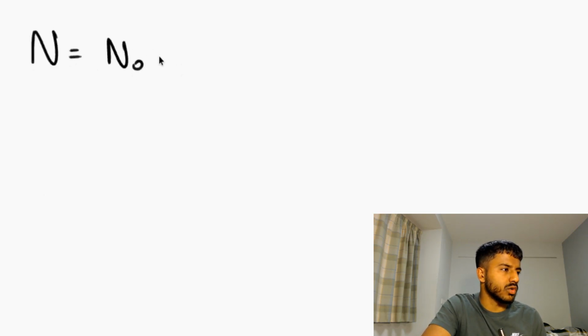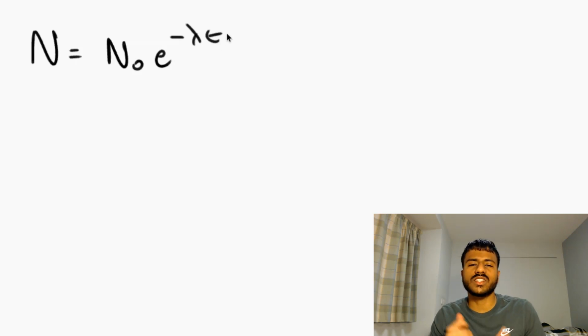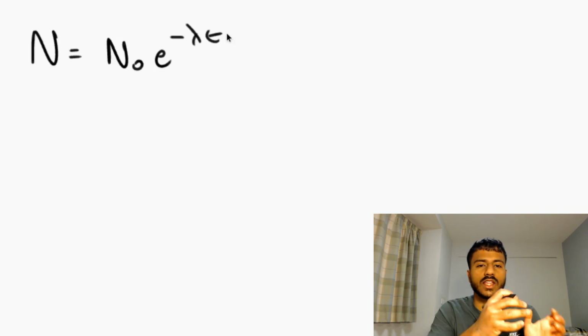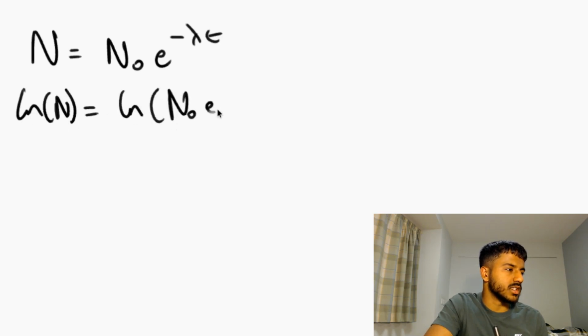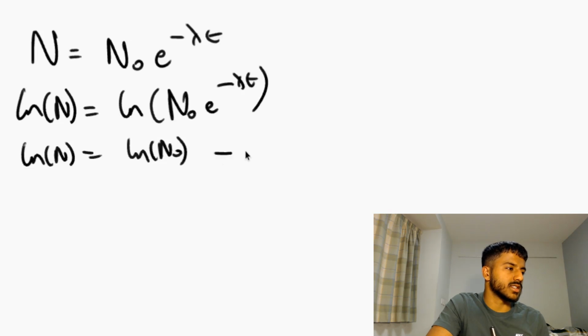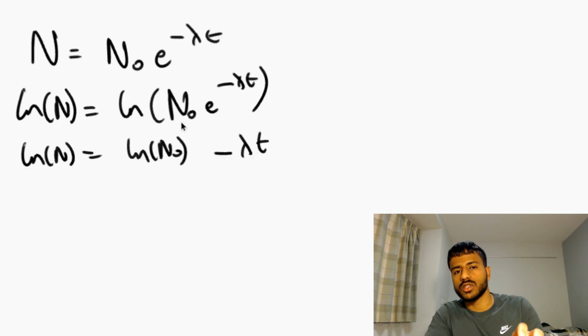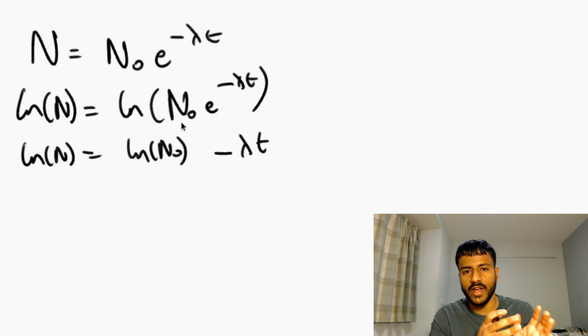So let's look at our decay equation one more time. We have N is equal to N naught e to the minus lambda t. Now let's say I wanted to plot a straight line graph to make it a bit easier to analyze. What I can actually do is take the ln of both sides. So if I say that ln N is equal to ln of N naught e to the minus lambda t, I'll get that ln of N is equal to ln of N naught minus lambda t. And I can now plot a graph of ln of N versus time. And this would be our straight line graph.